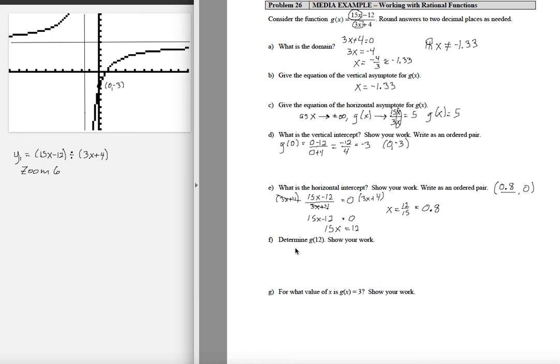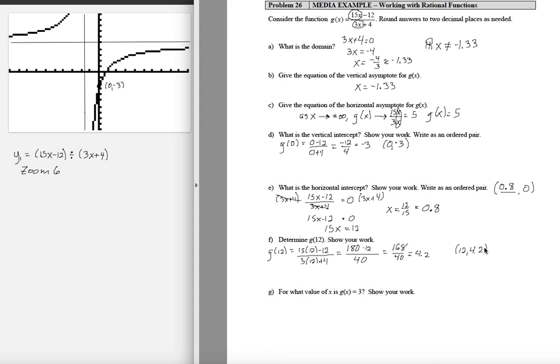For part F, determine g of 12. So I'm going to replace my input value with 12. 15 times 12 minus 12 over 3 times 12 plus 4 equals 180 minus 12 over 36 plus 4 is 40. That gives me 168 over 40, which equals 4.2. So I have the ordered pair, 12, 4.2.